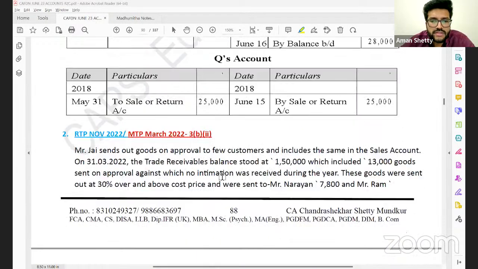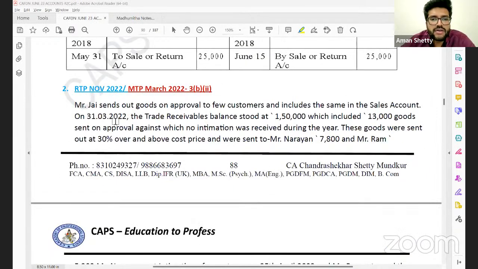Okay. Yes, sir. The RTP November 22: Mr. Jai sends out goods on approval to few customers and includes the same in sales account on 31st March 22. The trade receivables balance stood at 1,50,000, which included 13,000 goods sent on approval against which no intimation was received during the year. Is this right? Should it be included on 31st March if no intimation is received, should it be considered as sale?